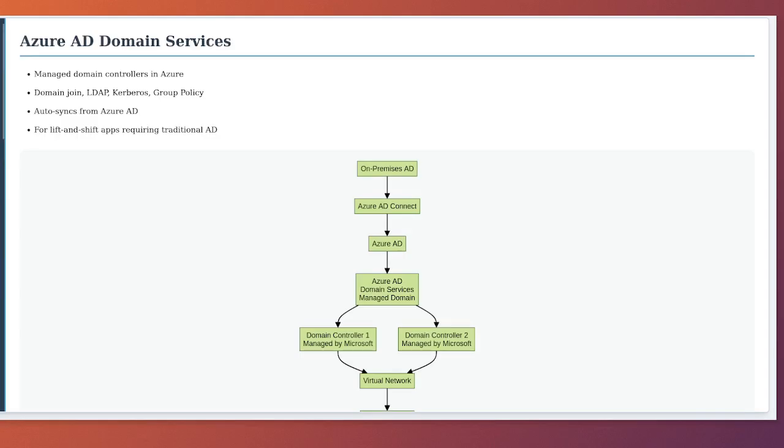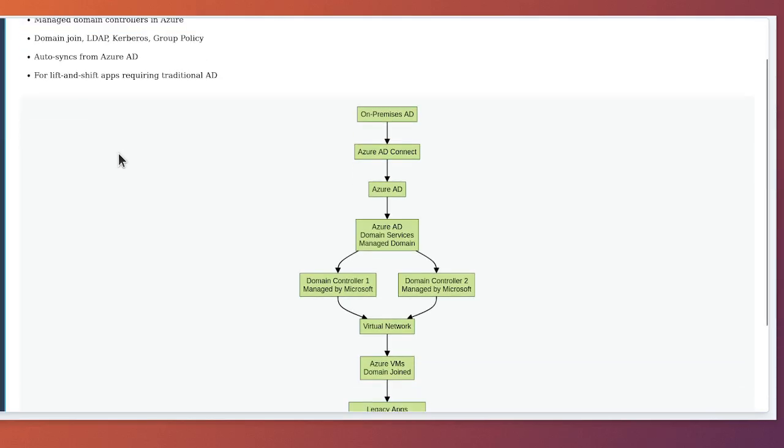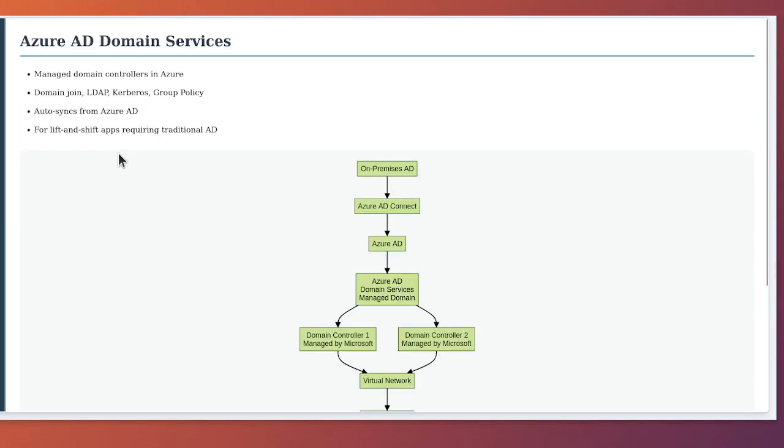Azure AD Domain Services. Azure AD Domain Services provides managed domain services like domain join, group policy, LDAP, and Kerberos authentication without requiring you to deploy, manage, and patch domain controllers in the cloud. This is useful for lift and shift scenarios where you're migrating applications to Azure that require traditional Active Directory features that Azure AD doesn't provide. AWS Directory Service offers similar functionality with its managed Microsoft AD offering.